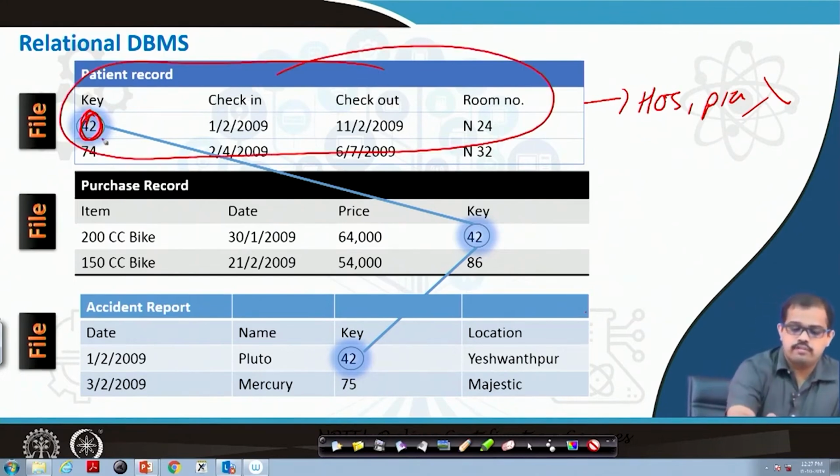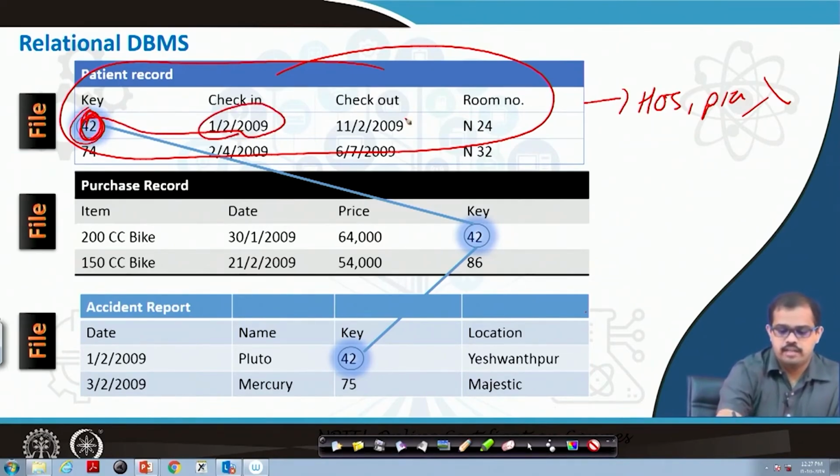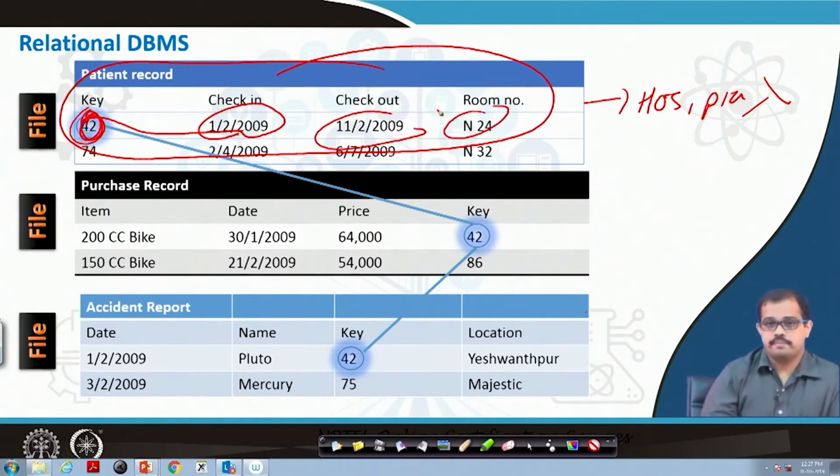Okay, so if that particular person accesses this database, he can see that patient 42 had checked in at this point of time and checked out at this point of time, and this was his room number. Okay, so about 10 days.